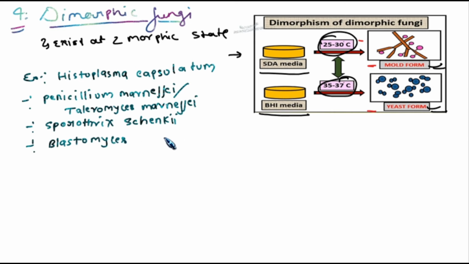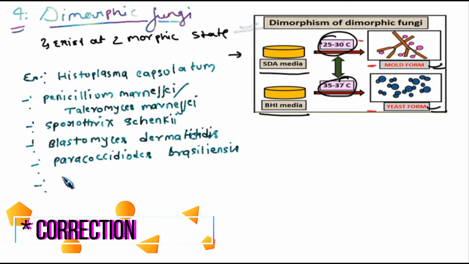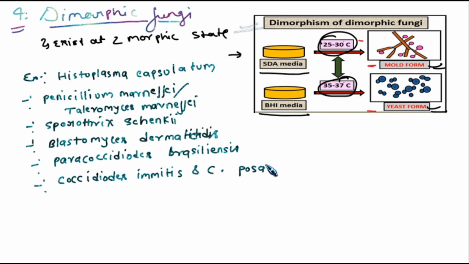And fourth example is Blastomyces dermatitidis. And the last example is Coccidioides immitis and Coccidioides posadasii.